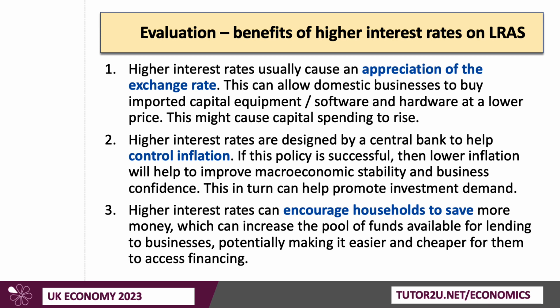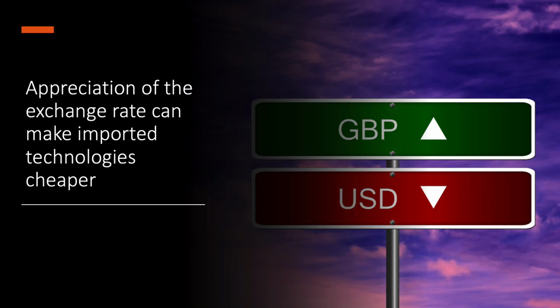And thirdly, higher interest rates can encourage households to save. The propensity to save might go up, leading to an increase in deposits put into the banking system, which in theory again might increase the pool of funds available for lending to businesses. Potentially, if the supply of loanable funds goes up, that might bring down the cost of borrowing going forward, making it easier and cheaper for businesses to access finance. So in theory, there are some other ways in which higher interest rates could be beneficial for aggregate supply through the investment channel. And appreciation of the exchange rate, I think, is a really key point.